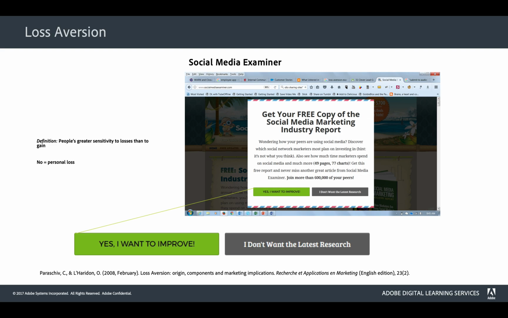So loss aversion is that idea that you're going to miss out. It's FOMO, right? The fear of missing out. And I thought this was just such an awesome example. Get your free copy of Social Media Marketing Industry Report. Yes, I want to improve. No, I don't want the latest research, right?